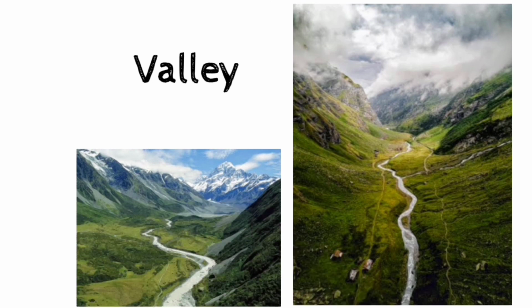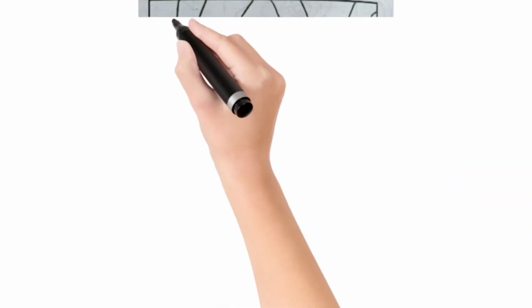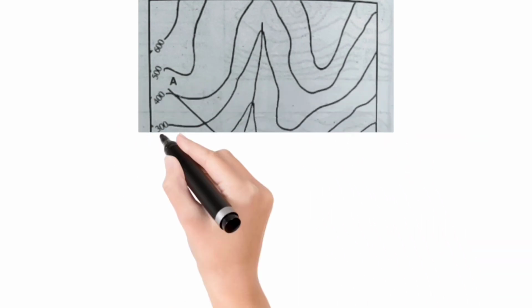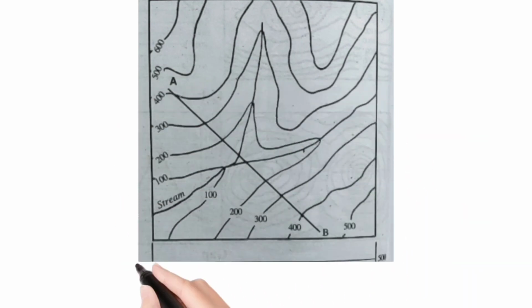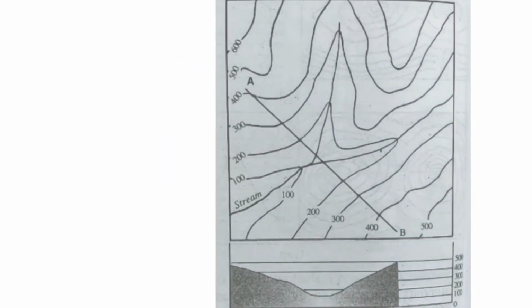And the apex of the V points to the higher side towards the source of the river or stream. In a valley, the value of contours is in increasing order and the apex of the V points to the higher ground. So, that's all for this video.